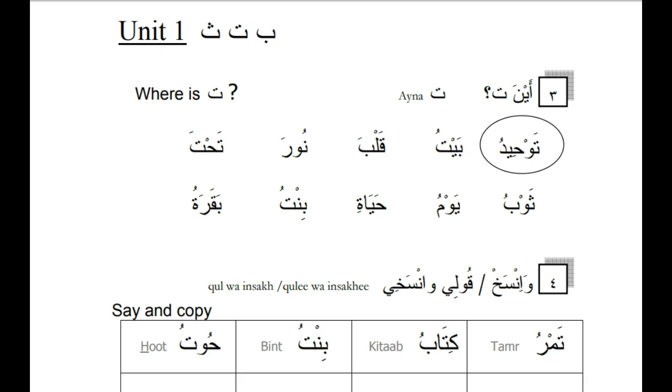So we will analyze the words and check where we can find ta. In the first word, tawheed, ta is at the beginning. This letter that looks like an inverted ta is obviously not ta because it has the two dots under. Bait. Here we have a ba that we already know, and we have a ta at the end. So this will be one of the words.